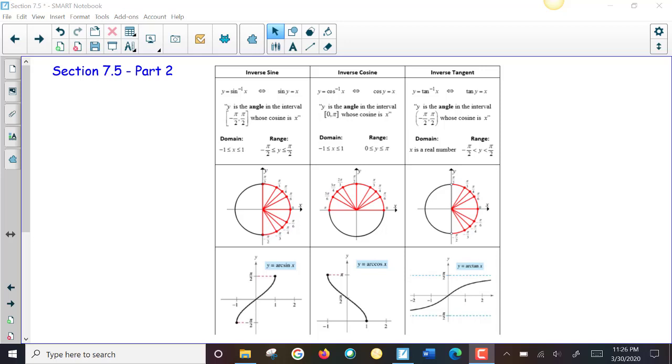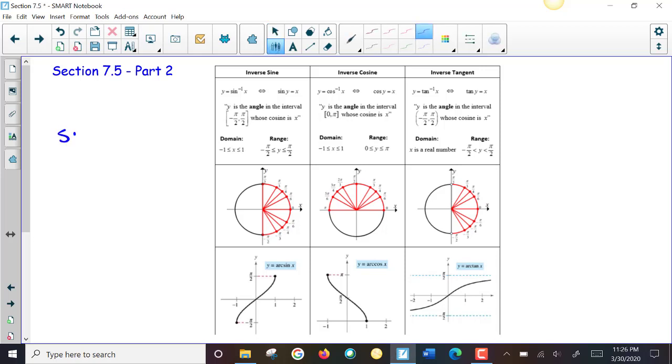Okay, let's jump back in and finish up section 7.5. Before our 2-week spring break, we defined the 3 inverse trig functions as follows. You have this in your notes from the last class meeting. And we said that when we are evaluating an inverse trig function, we are actually finding an angle. For example, let's just do a quick review.